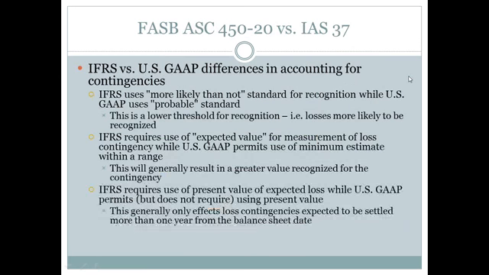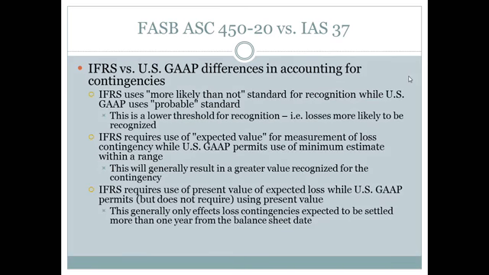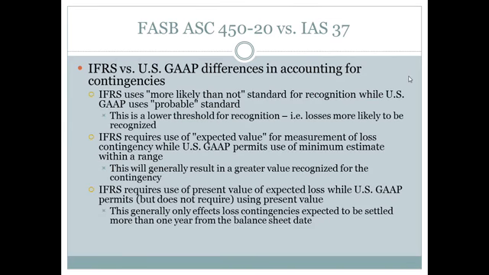The International Accounting Standards, IFRS, has some differences from US GAAP on this issue. First thing is IFRS uses a more likely than not standard for recognizing, while US GAAP uses the probable standard. More likely than not is a lower threshold for recognition. In other words, losses are more likely to be recognized if we are following IFRS standards versus US GAAP standards.